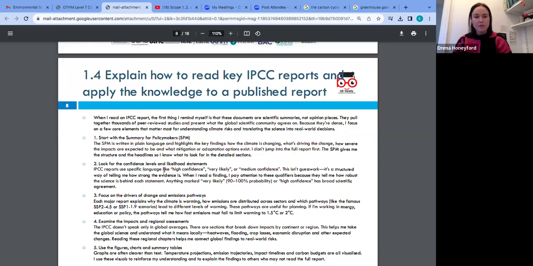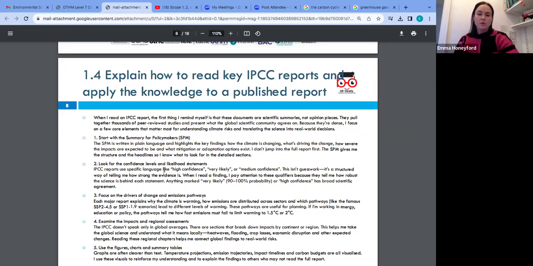So for the third section, the focus is on the drivers of change and emissions pathways. Each major report explains why the climate is warming, how emissions are distributed across sectors, and which pathways, like the famous SSP2 to 4.5 scenarios, lead to different levels of warming. So there are different scenarios to different levels of warming, so it's important to understand there's different ways of getting there. So these pathways are useful for planning. If I'm working in energy, education, or policy, the pathways will tell us how fast emissions must fall to limit warming to 1.2 degrees or 2 degrees.